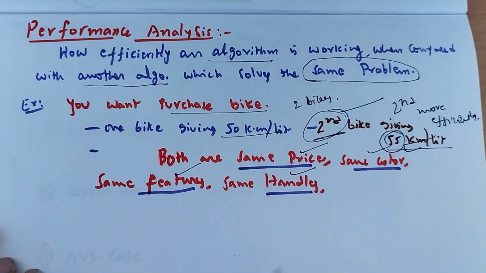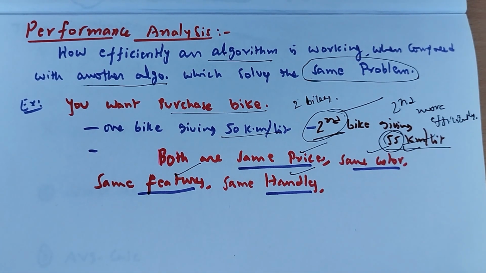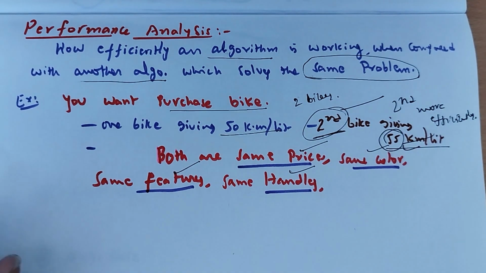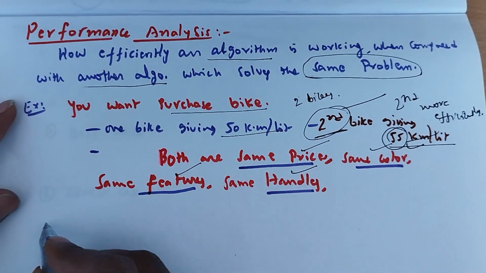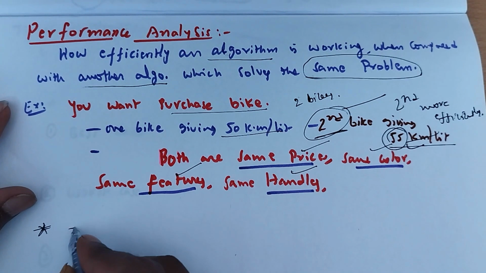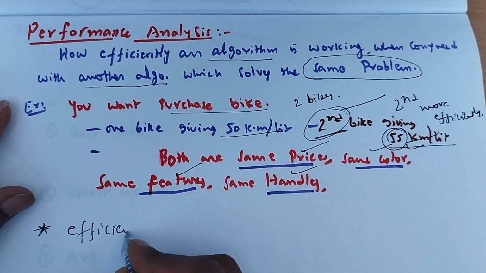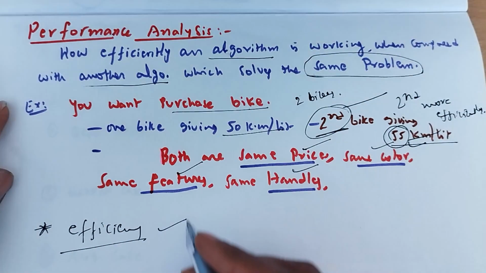Same here. When you have two algorithms solving the same problem, the one that solves it in less time, with more efficiency, is the best algorithm. The one taking more time is not. Another point: by using performance analysis, what will you calculate? We will calculate the efficiency by using performance analysis.